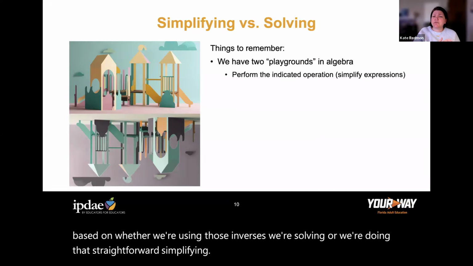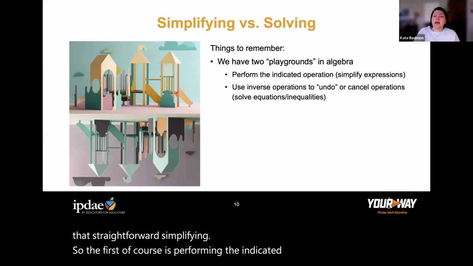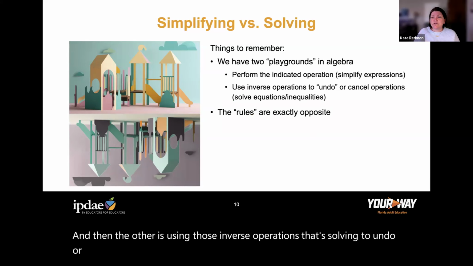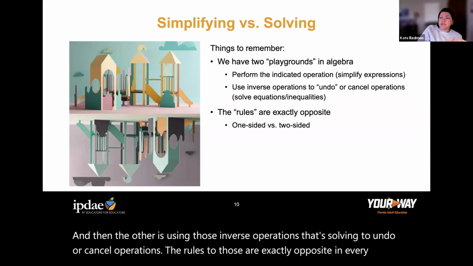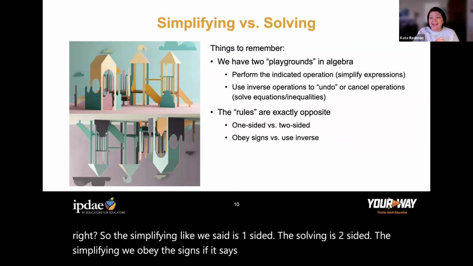So the first, of course, is performing the indicated operation, simplifying. And then the other is using those inverse operations, that's solving, to undo or cancel operations. The rules to those are exactly opposite in every way, right? So the simplifying, like we said, is one-sided. The solving is two-sided. The simplifying, we obey the signs. If it says plus, we add. If it says multiply, we multiply.